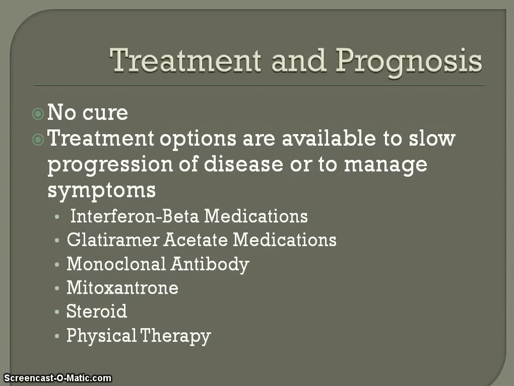And then mitoxantrone. This is for more advanced MS stages, such as secondary progressive and primary progressive. This is administered via IV, and it's for the more severe cases that aren't responding to the other types of medications.